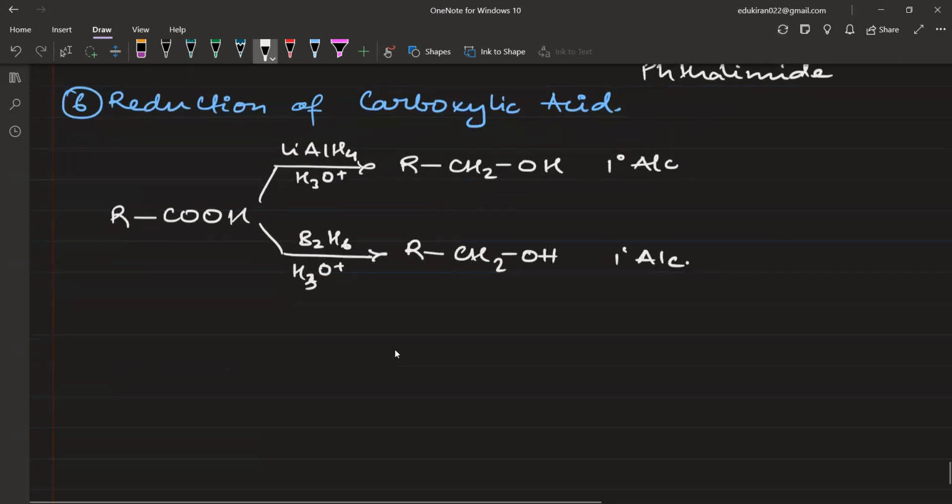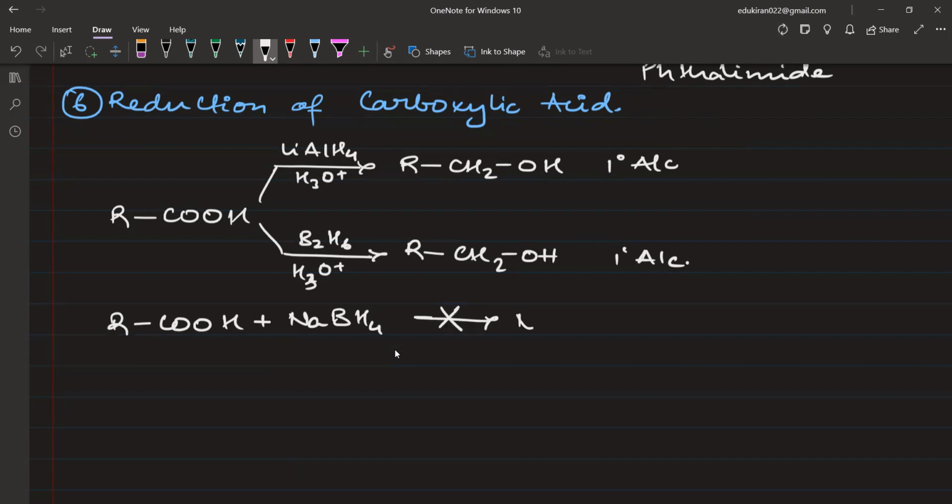One thing very important to remember is that if you react carboxylic acid with sodium borohydride, NaBH4, then this will give you no reaction. Sodium borohydride cannot reduce carboxylic acid because it is a weak reducing agent.